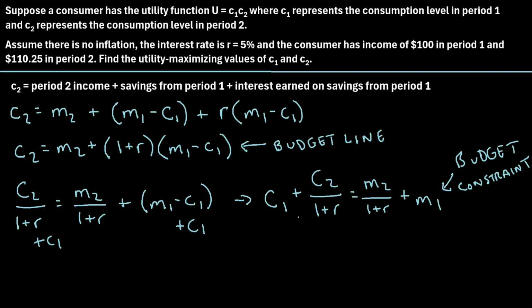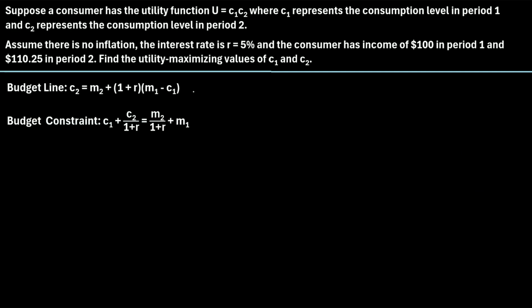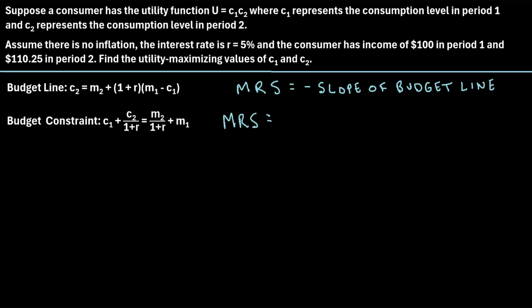So I'm going to clear a little bit of space here and rewrite these budget line and budget constraint equations. Okay, so here is our budget line equation and here's our budget constraint equation. Next, we need to recognize that the consumer will be able to maximize their utility when the following is true. Their marginal rate of substitution is equal to the negative slope of the budget line. So let's start by finding what is the marginal rate of substitution. Well, that's going to be equal to the following.